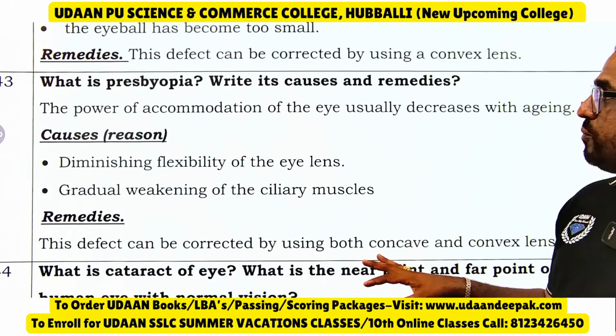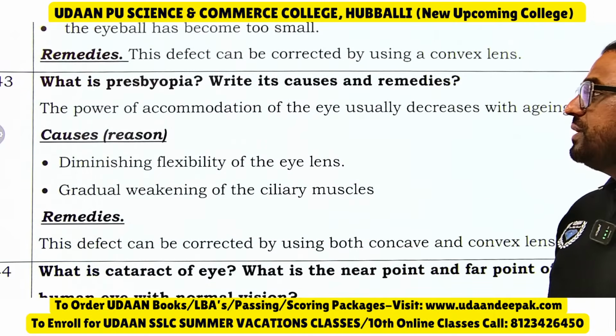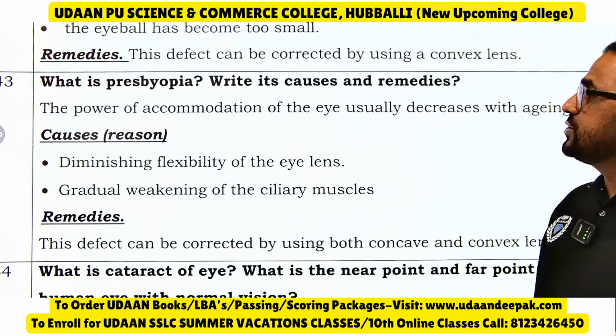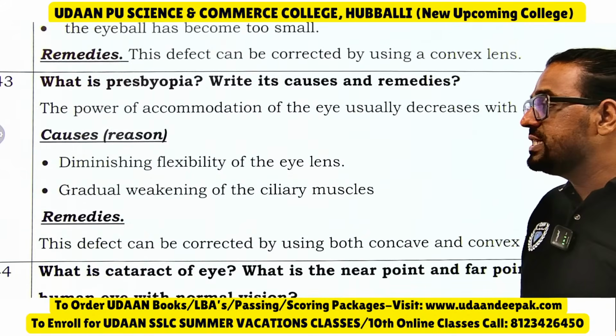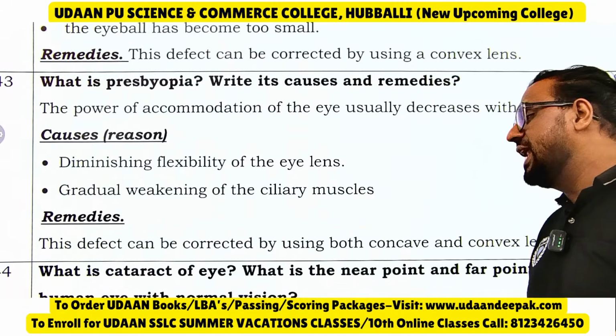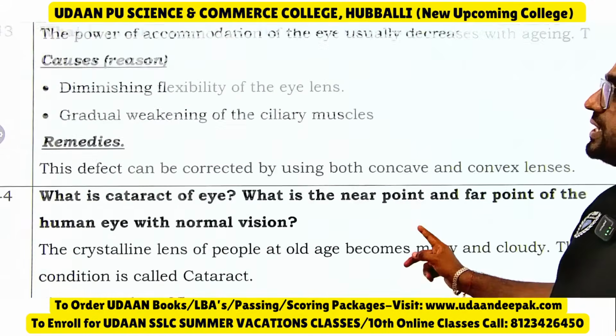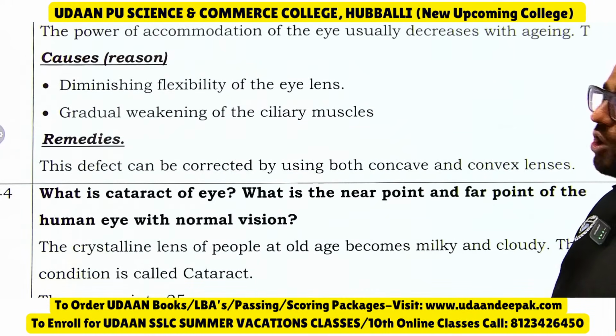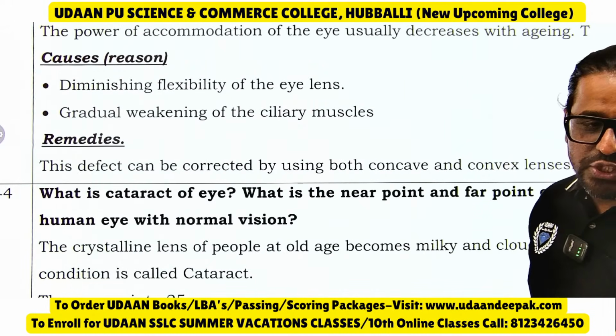Then presbyopia: the power of accommodation of the eye usually decreases with aging. The first cause is diminishing flexibility of the eye lens, the gradual weakening of the eye lens. This defect can be corrected using both concave and convex lenses.